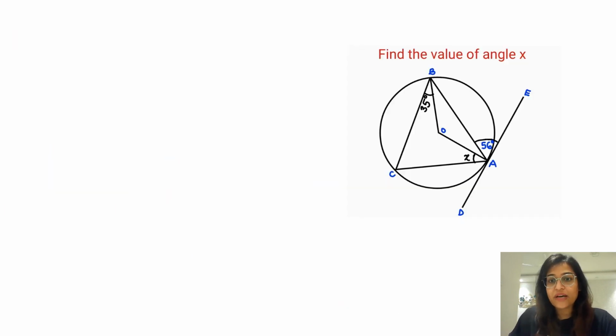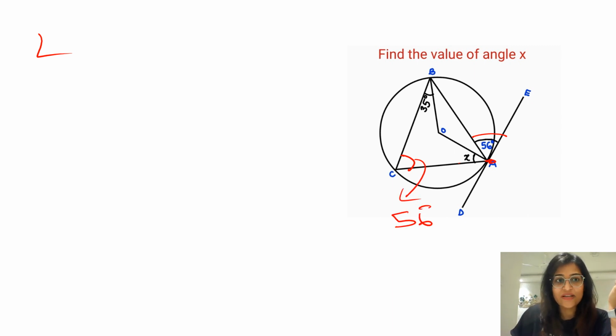We have to find out the value of x here. As you can see, this 56 degrees is the angle made between the chord AB and the tangent AE at this point A. So directly we can identify that this angle is 56 degrees by the alternate segment theorem. So angle C is 56 degrees.